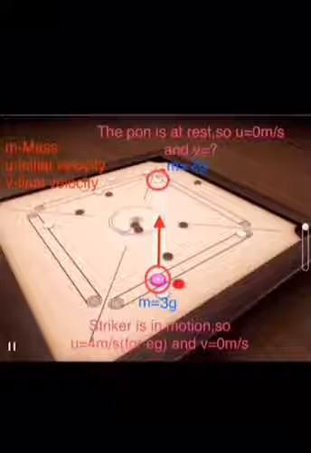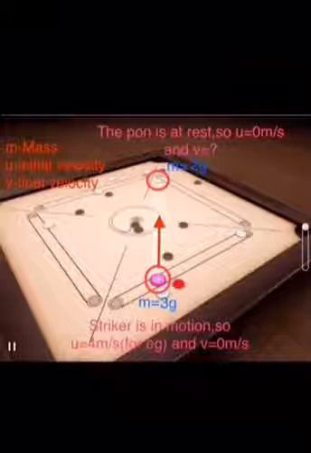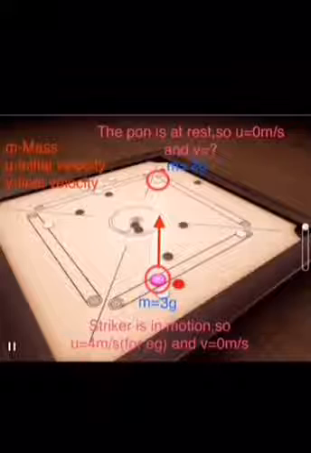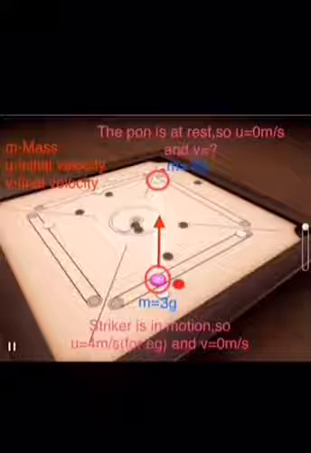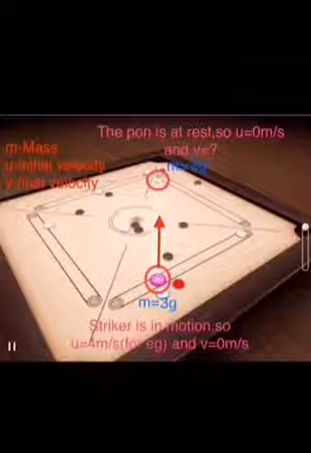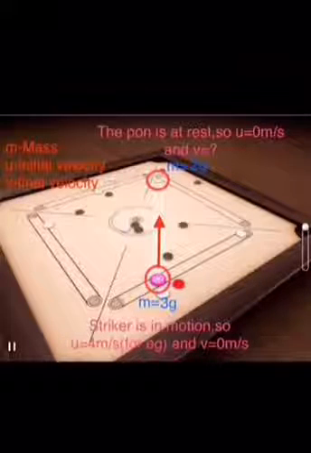So striker, for example, mass I've taken 3 grams. It could be anything. For example, I've taken 3 grams, and pawn's mass I've taken 2 grams because it's a bit lighter than striker. And in my example now, it is like I've hit the striker, but still it is not collided with the pawn. Thereby we can say the striker is in motion. So I've taken initial velocity as 4 meter per second. It cannot be 0 because it's not at rest in my example.